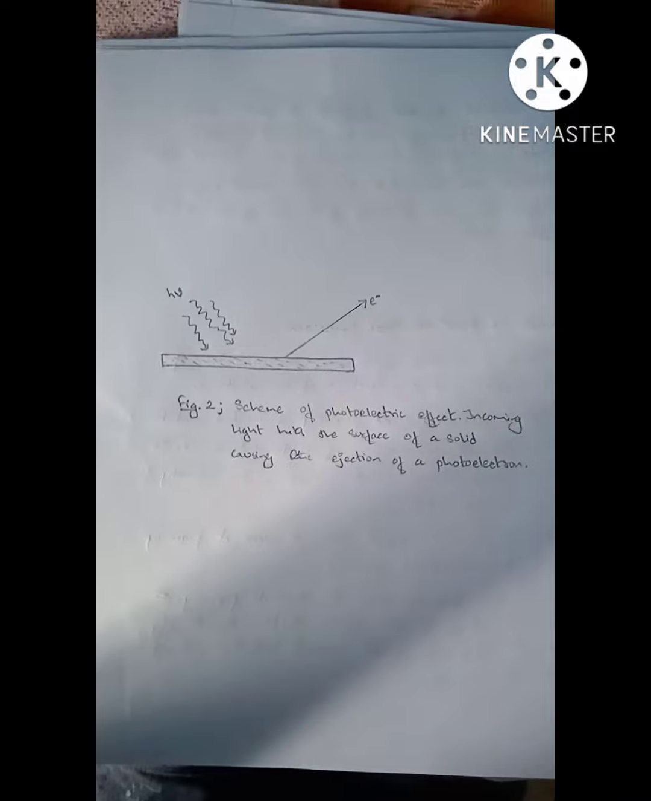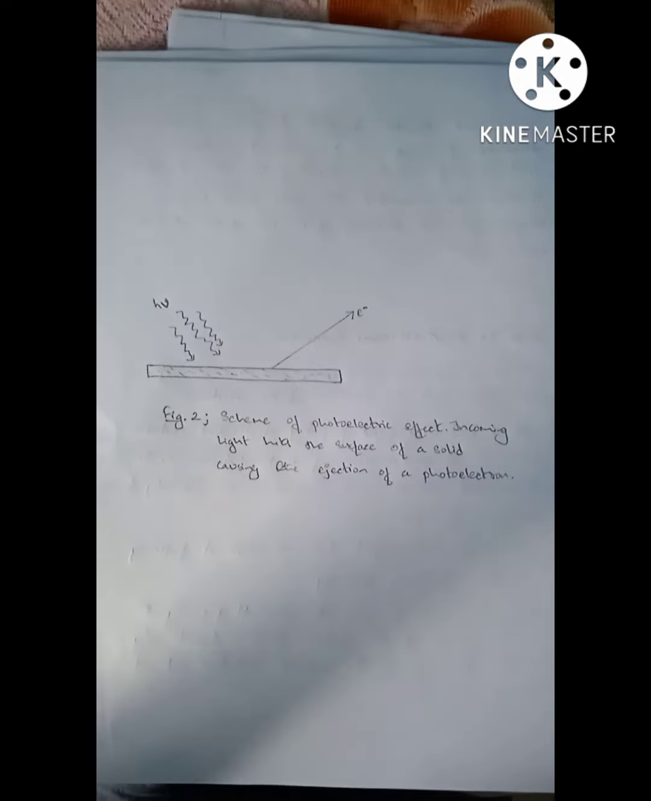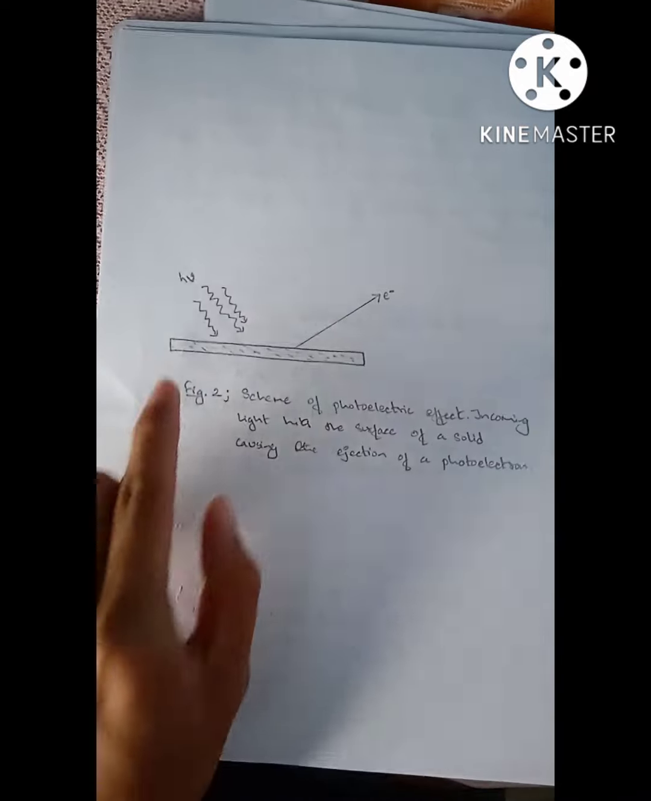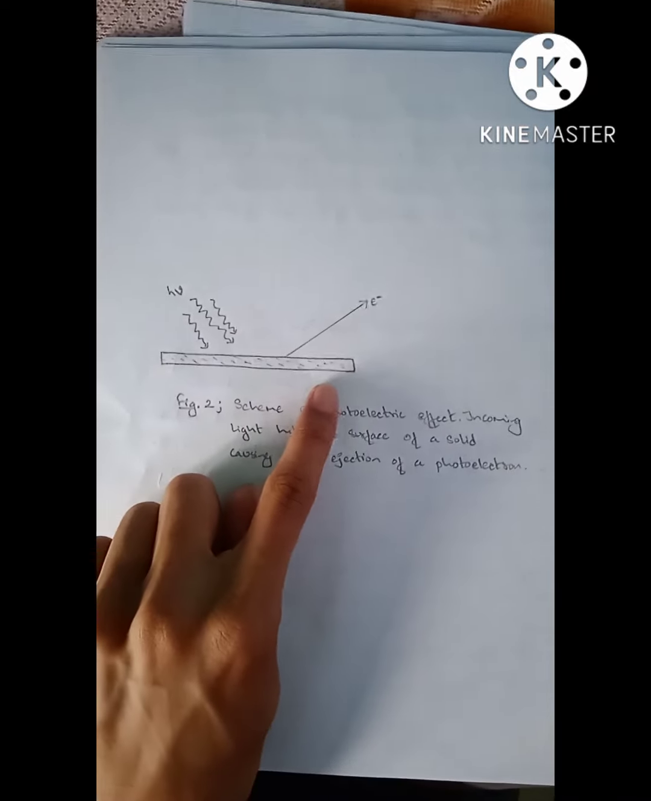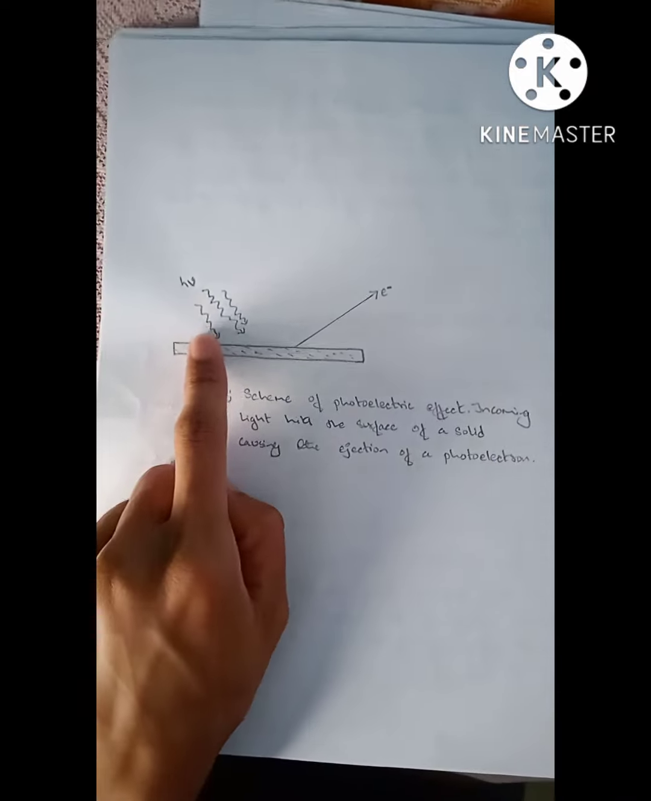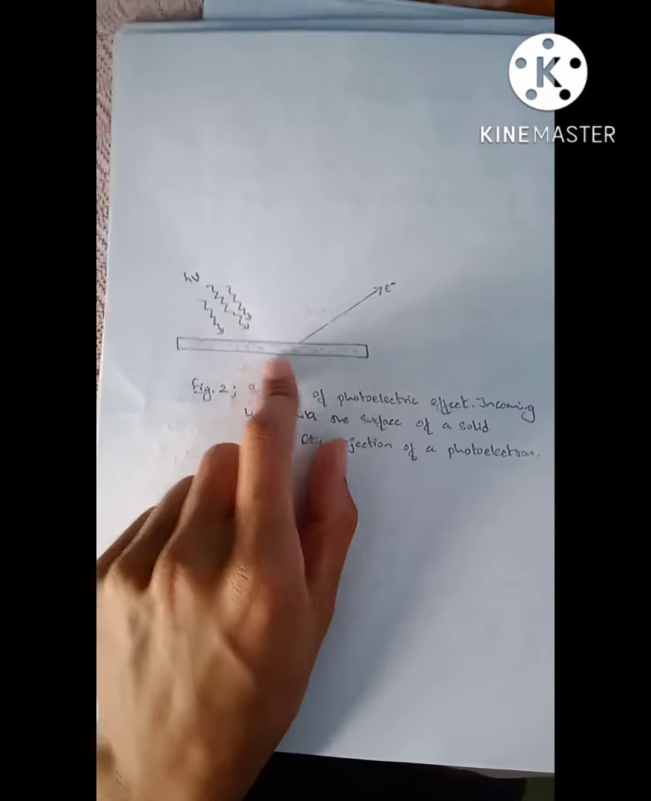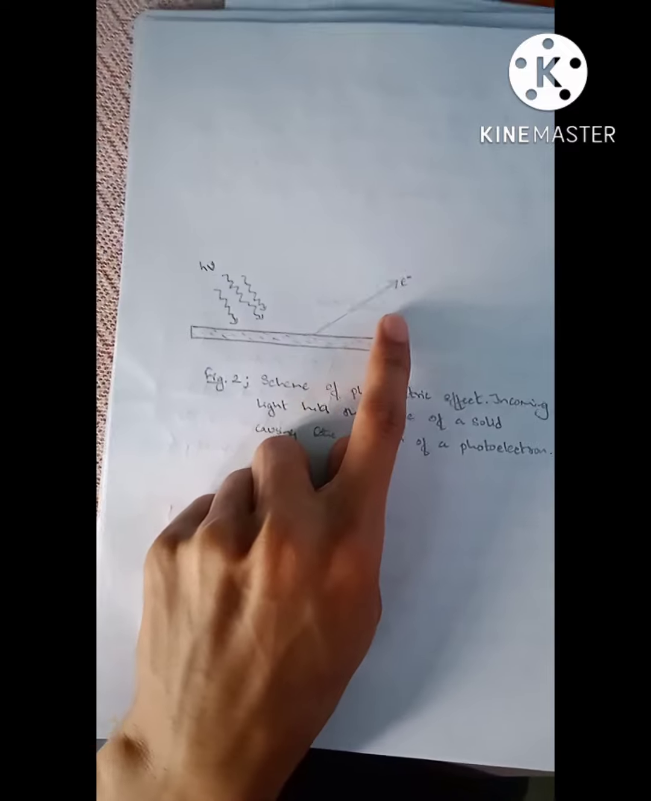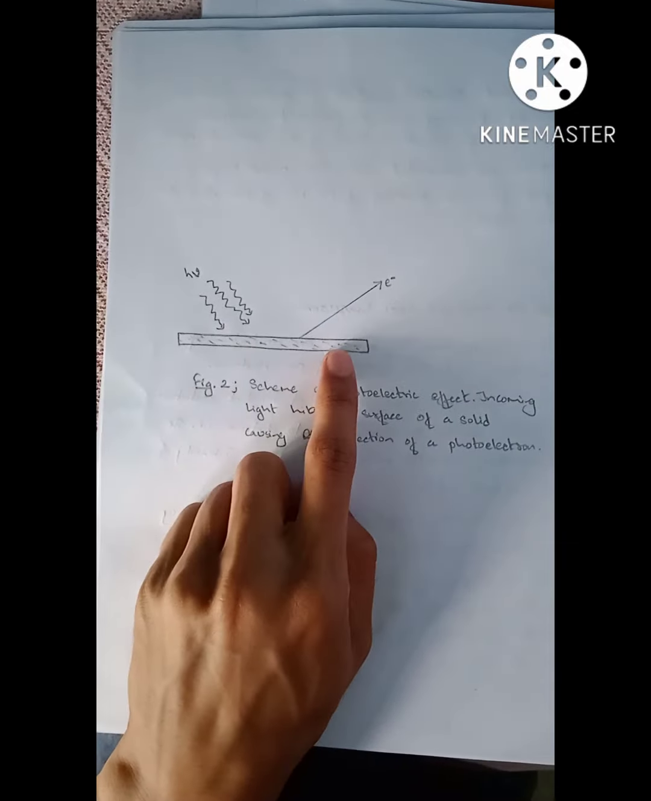Here in the diagram, we have simply explained the effect of photoelectric. This is a metal surface where the radiation or the light is striking the metal surface, and after that a packet of electrons is ejected from the metal surface.